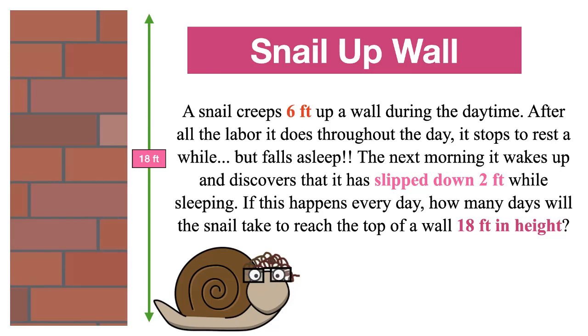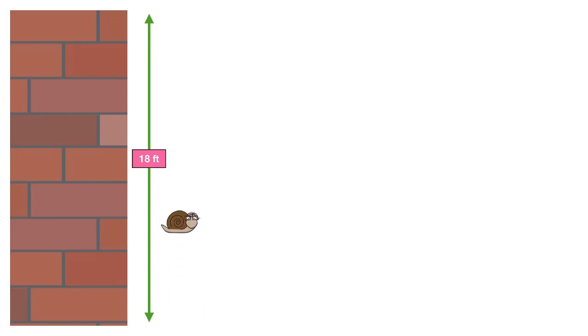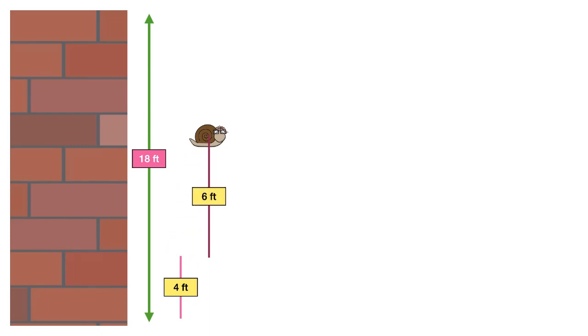Let me explain the solution step by step. According to the puzzle, a snail creeps 6 feet up a wall during the daytime and it slips down 2 feet while sleeping. So on the first day, the snail climbs up 6 feet and slips down 2 feet while sleeping. So next morning, it is 4 feet from where it started. The snail thus travels 4 feet upwards every day.